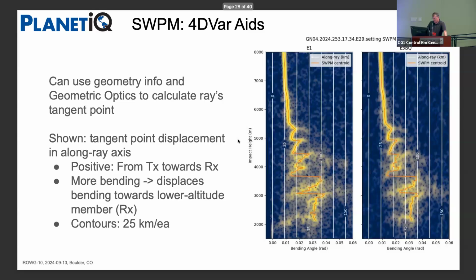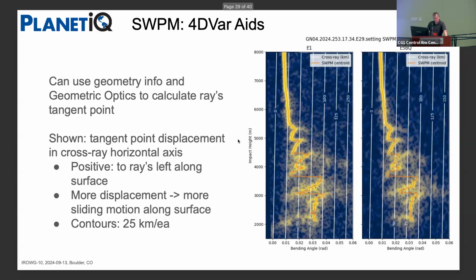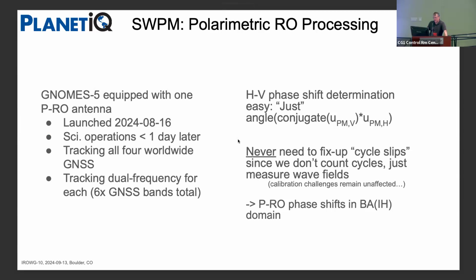To illustrate how much the tangent point's moving, we can loop back through the geometric optics equations and see where the bent path tangent point is being perturbed, right? These lines are 25 kilometers per major tick on these contour lines, which I picked because it's close to a simulation window grid cell size. Fast forwarding. Okay, last up, polarimetric RO processing.